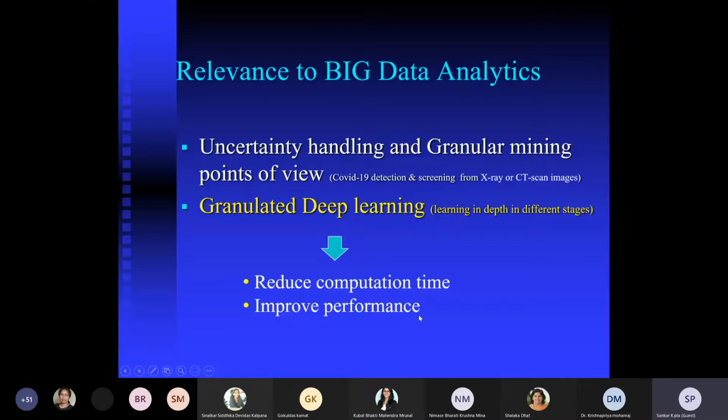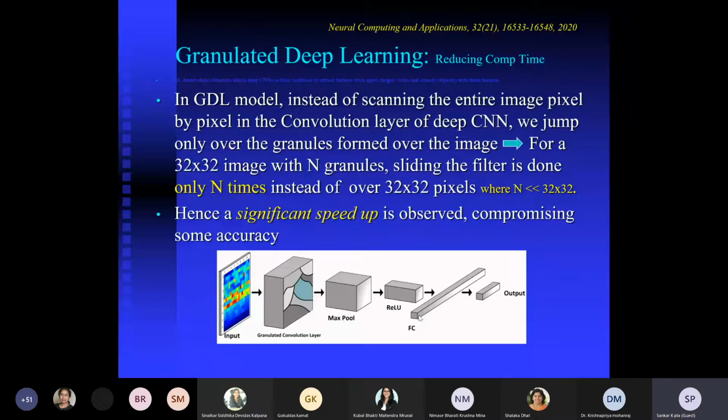And here comes the concept we introduced in 2018: granulated deep learning, reducing computation time. What do we do in the GDL model? Instead of scanning the entire image pixel by pixel in the convolutional layer. So this is the GDL model. Here we have an image, then max pool, then rectified linear unit. As you know, the CNN model is famous for handling images and video. Then the fully connected network, that means support vector machines, and output.